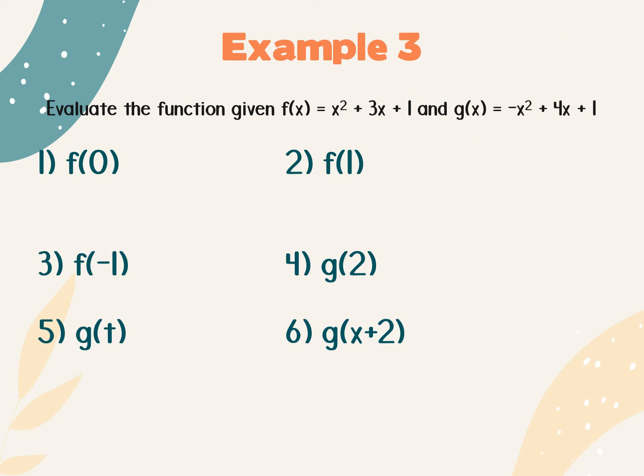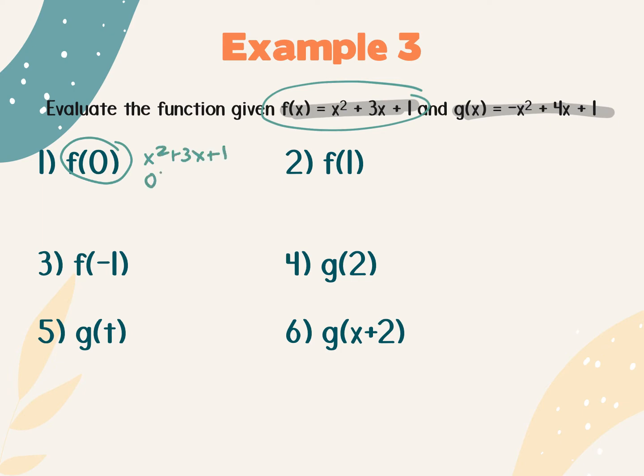So at the top, I give you two functions, f of x and g of x. Then look at your questions. Some of them are f of something and some of them are g of something. So if it's f, I grab the first one. If it's g, I grab the second one. So the f of 0 tells me grab the f of x, and everywhere there's an x, I put a 0.